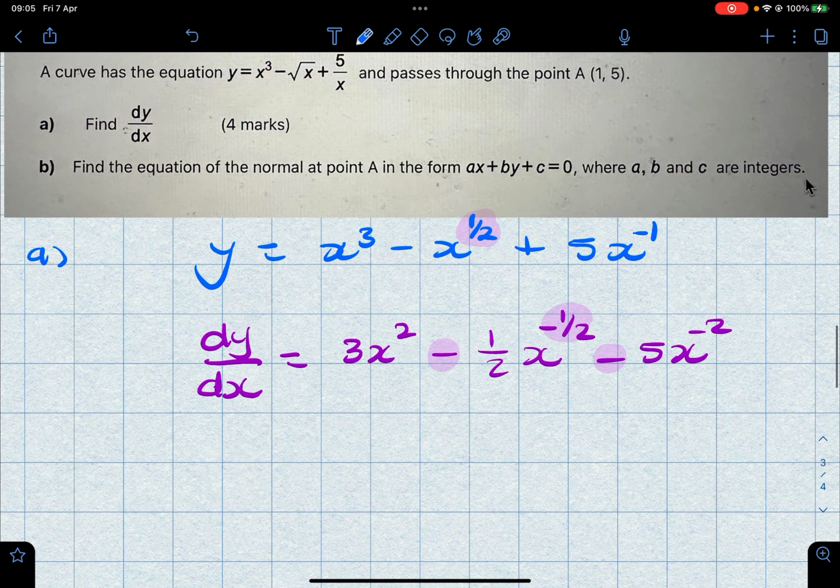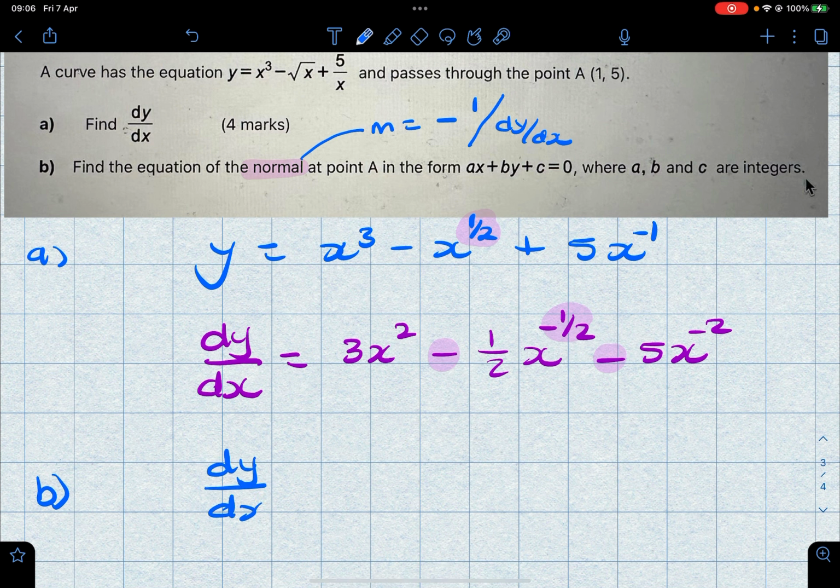Part B is asking for the equation for the normal. And what they mean is normal to this function, to this curve. So remember, when you have a normal, the gradient of the normal is not going to be dy by dx. That's only for the tangent. For the normal, it's the negative reciprocal, so it's minus 1 over dy by dx. So let's first find what is dy by dx at this point.